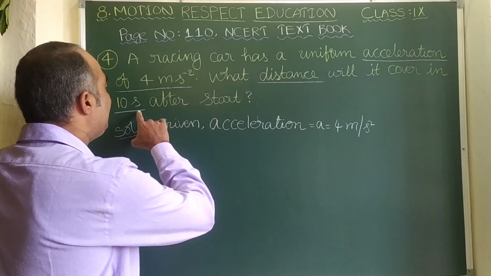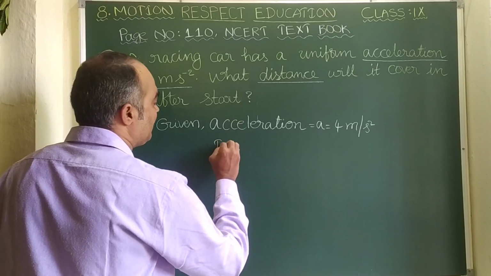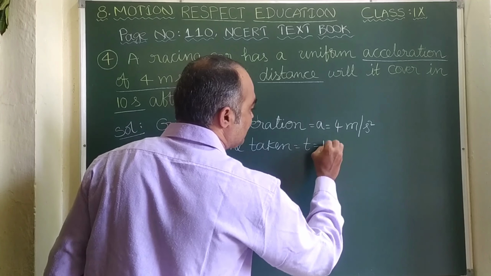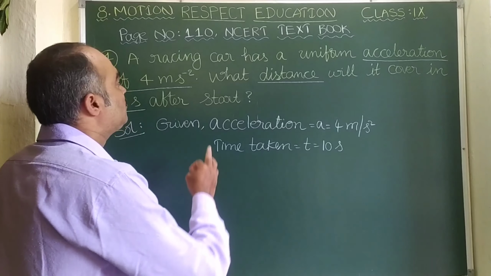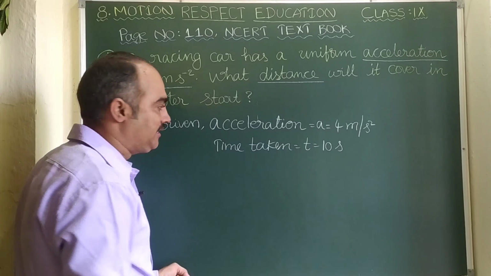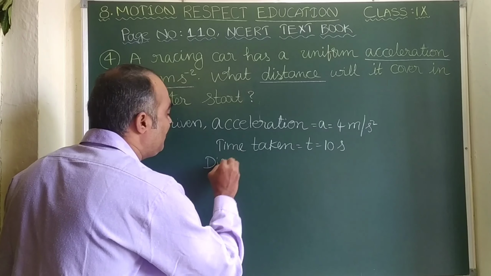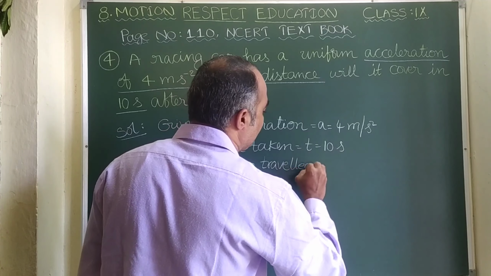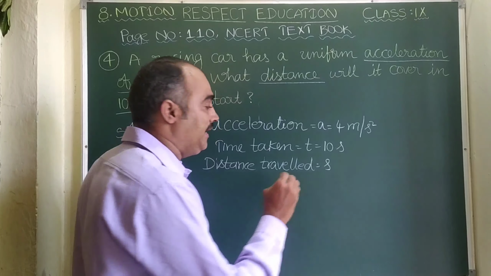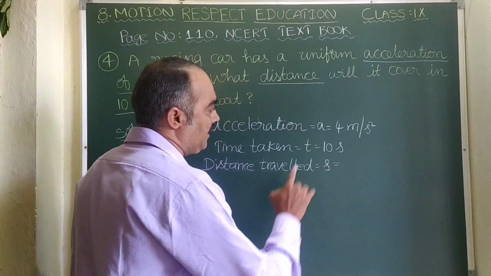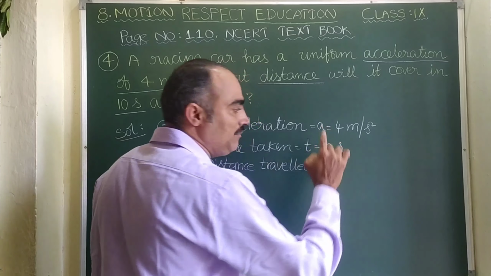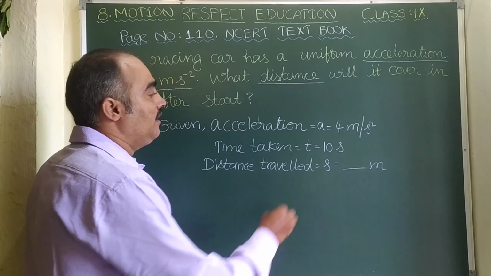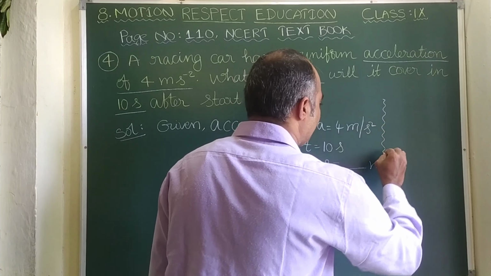What distance will it cover in 10 seconds? So here time taken, denoted by t, is 10 seconds and we are asked to find the distance travelled by it. Distance travelled is denoted by s. It has to be found now. Here, since the acceleration is in meter per second square and time is in seconds, distance travelled will be in meters. Right? Now here, let us see the formulas.